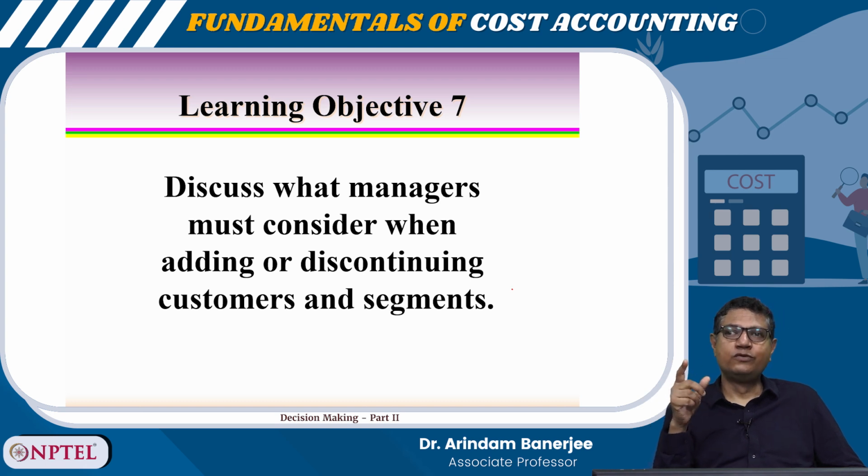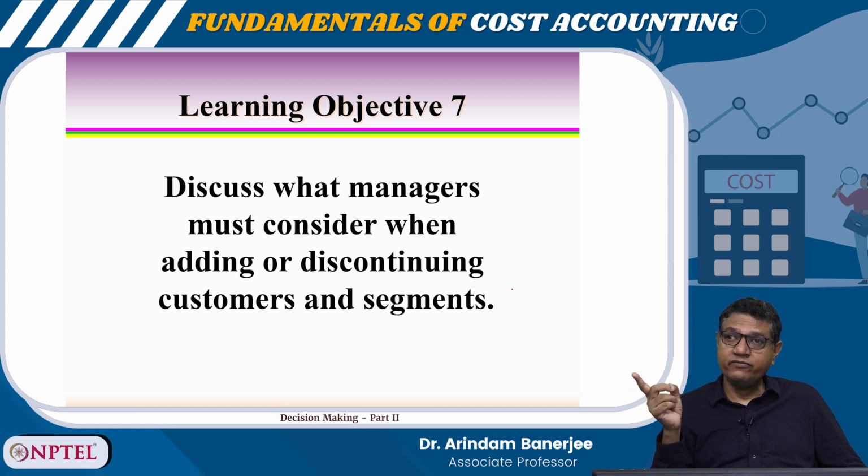So, what is the rule? The rule is, first, it should be futuristic. This cost is getting affected by my decision of accepting or not accepting the Sri Lankan order. If I accept the Sri Lankan order, my total variable cost will increase. When will it increase? In future. So, it is futuristic. So, it is fulfilling the first condition, that it has to be futuristic.